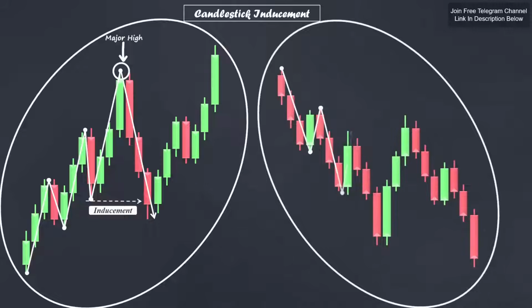In a bearish market, we have the same rules but in reverse. Pullback candle makes a small high. Price wicks above that high. Liquidity above is swept. Then boom! We have inducement.